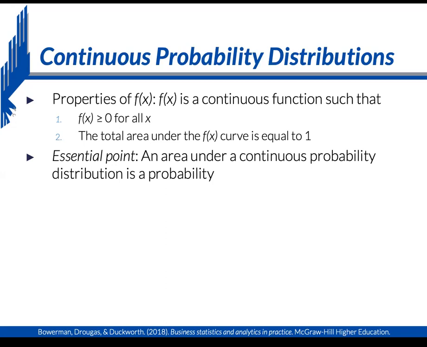And again, an essential point regarding continuous probability distributions is that the total area under a continuous probability distribution is 1, or 100%, and the area represents a probability.